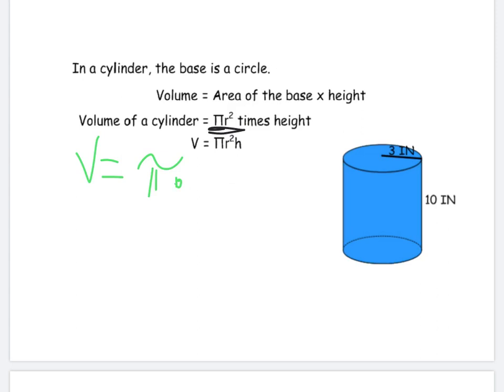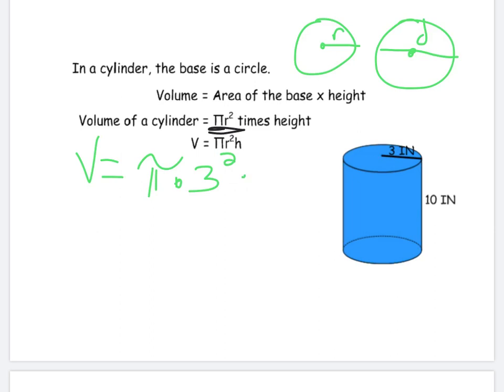The radius, if you have a circle, goes from the center of the circle halfway through to the other side. If you have a circle and you have your center, but your line goes all the way through the entire side, that would be the diameter. Two different things. So in our picture, the 3 inches is a radius, so we're good there. So we have times 3 squared, and then the height of the cylinder is 10.